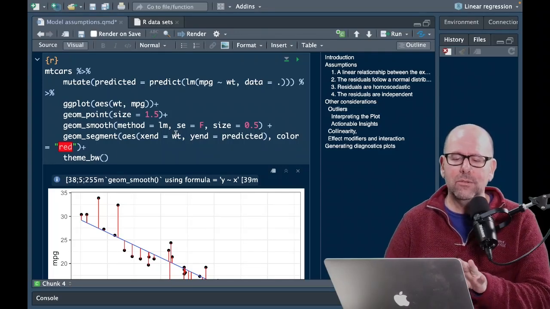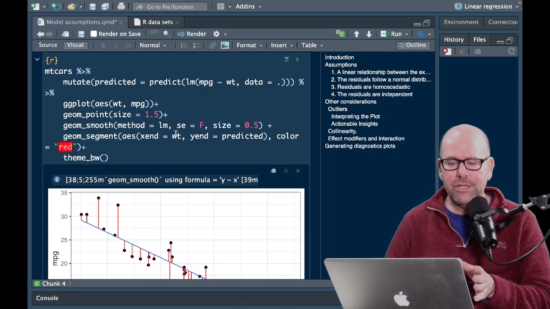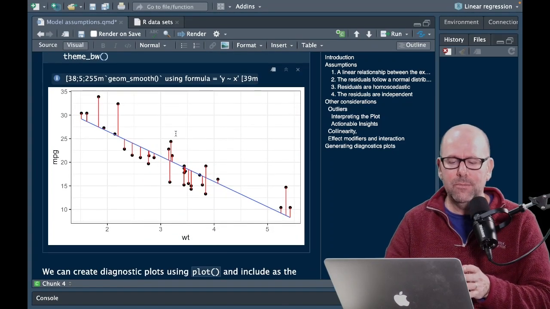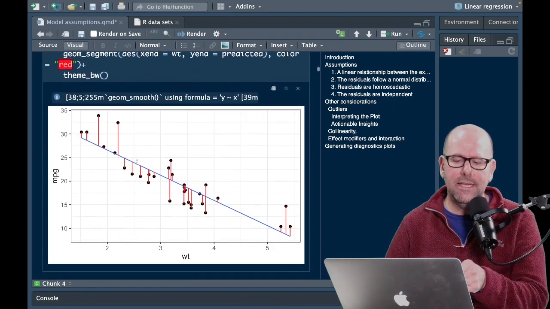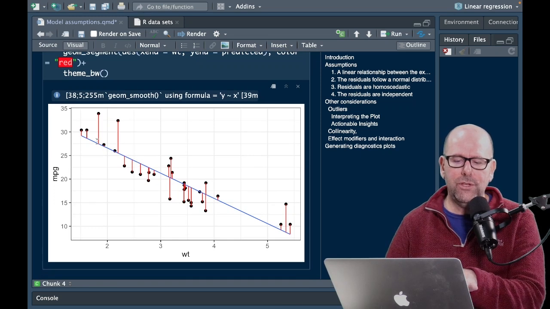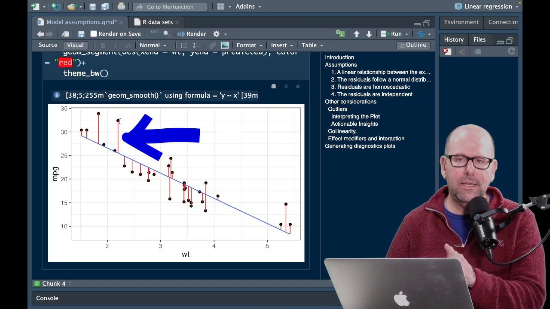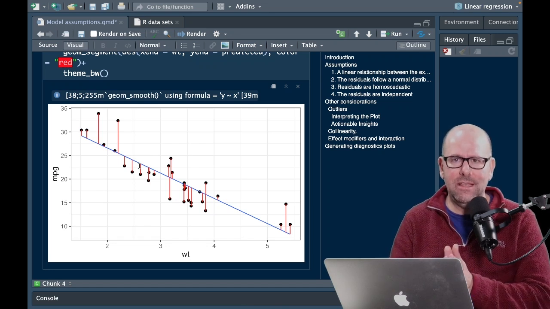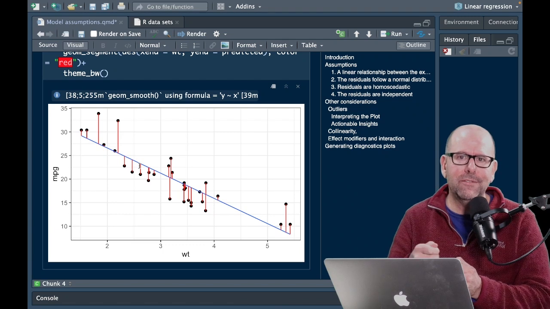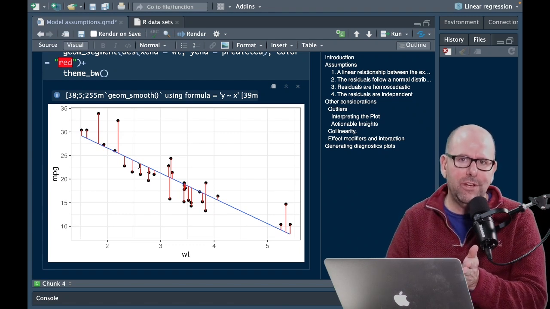Now, without going into the nuts and bolts of linear regression, because I'm assuming you know a little bit about that, here's a linear model. I think this is from the mtcars data set. And here's our model, and you can see that we've got all of our data points. And I've drawn a red line between the data point and the model itself. The magnitude of that line is the residual for that particular data point. In other words, it's the error. It's the extent to which the observed data differs from the model that we've created.